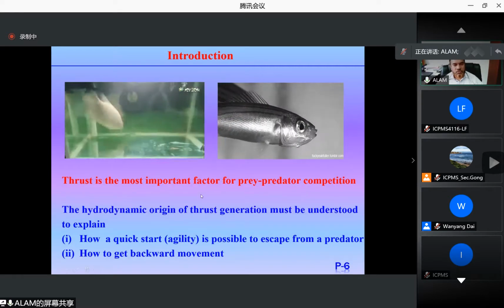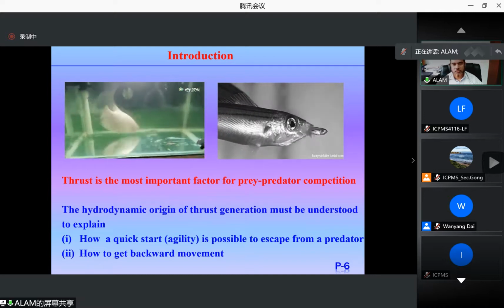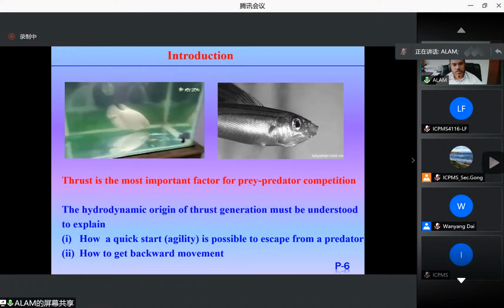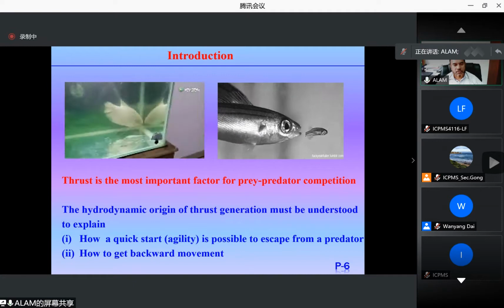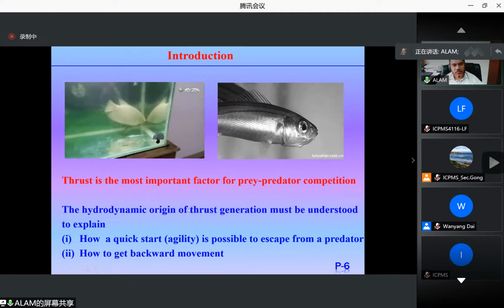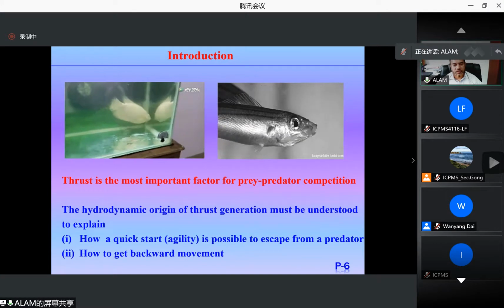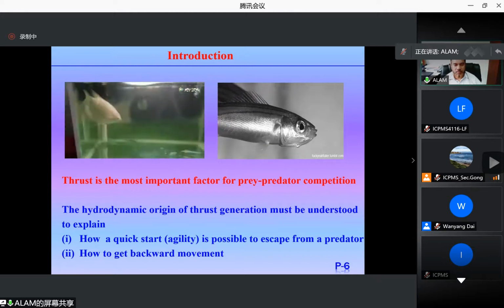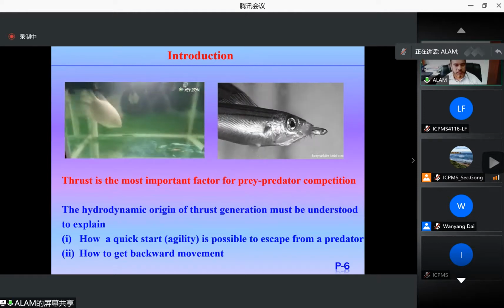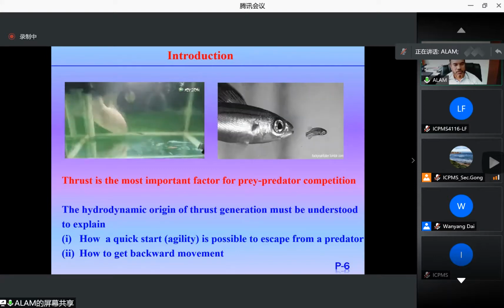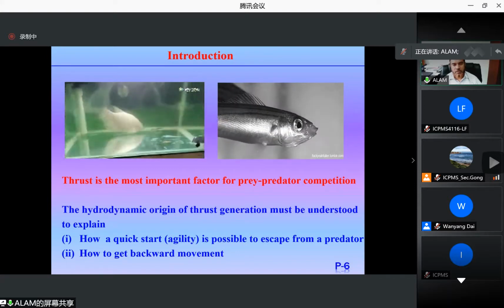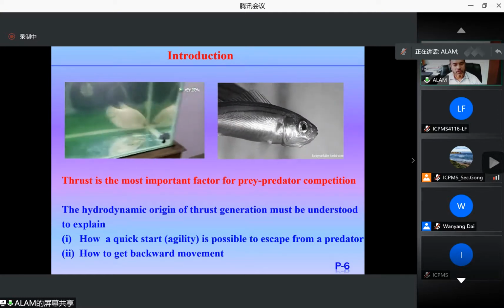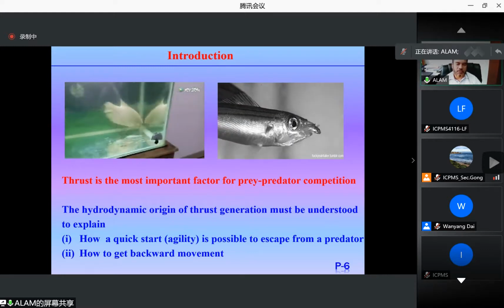Thrust is the most important factor, for example for prey-predator competition. So the hydrodynamic origin of thrust generation must be understood completely to explain how a quick start is possible to escape from a predator. Definitely for a quick start, the fish needs a high thrust, even higher than the predator. And how to get backward movement? Sometimes the predator comes from the front, then the prey needs to go back quickly, to have a quick backward movement. Then how can they do that?